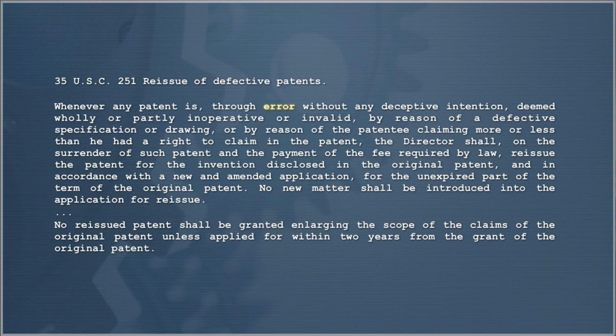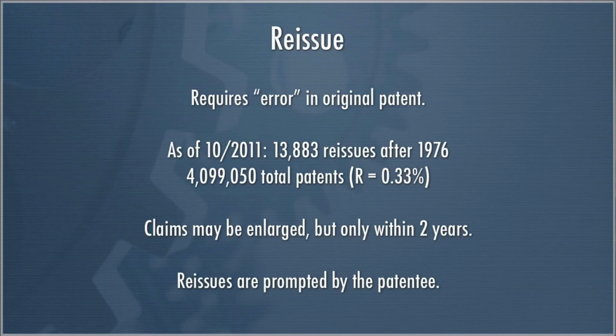That error could be that the patent is invalid, or the error could be that the patent isn't invalid, but you didn't claim as much as you thought you should, or you claimed improperly in some way. Importantly, note that according to 251, you can't enlarge the scope of the claims except within the first 2 years of the grant of the patent. Right? So it requires an error in the original patent, some sort of error.